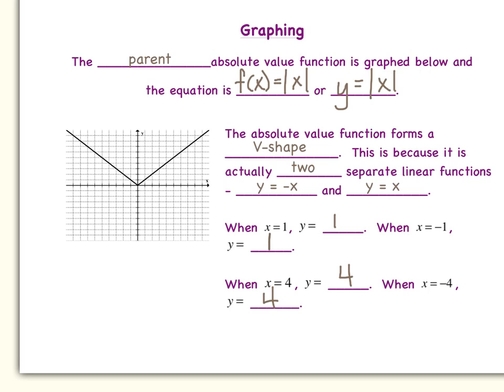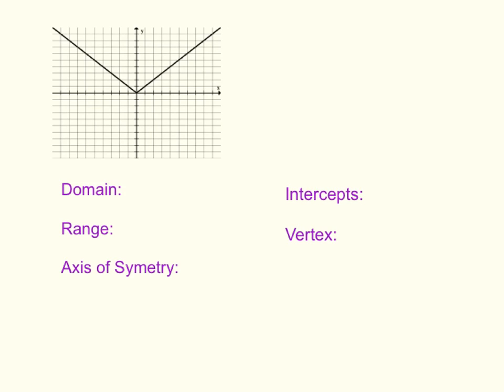Now let's look at some of the characteristics of the absolute value graph. First, let's look at the domain. As we can see, this graph, if you're going towards the left, is going towards negative infinity. That's what our domain is going towards. And if we look at the right side of the absolute value graph, we see it is moving towards positive infinity. Therefore, our domain would be negative infinity to positive infinity.